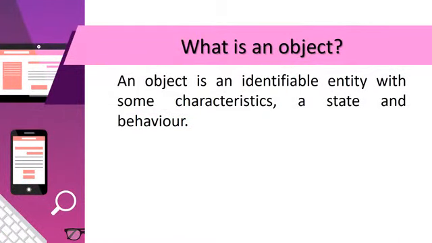What is an object? An object is an identifiable entity with some characteristics, that is the properties or the attributes, or sometimes we can call it a state, and the behavior.